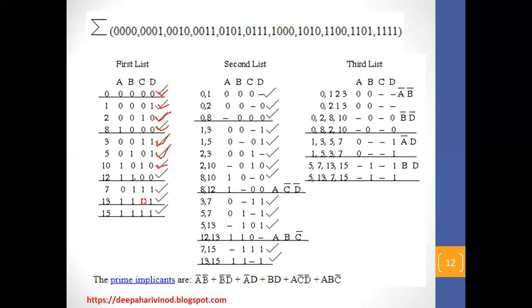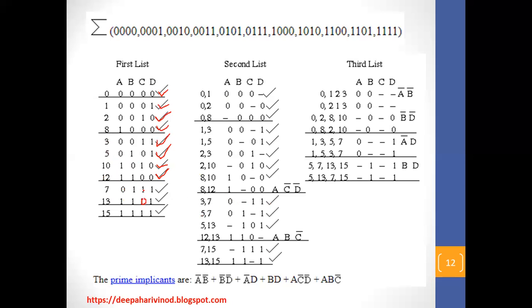8 with 12 you can compare. So we put a tick mark over here to where you have compared with 8, and you will get 1 dash 0 0. And next what you have to do, you have to compare this with this set, that is 3 7. The same way you will get 0 dash 1 1 and 5 7. Same way we have to compare, like 5 and 7.